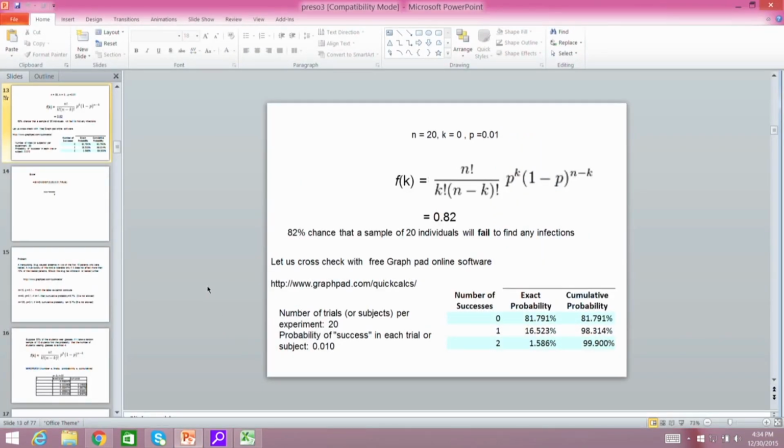A very small sample can make you conclude wrongly. Okay. So, sample size is a very important parameter, and we are going to talk about that in other cases also as we go along. So, with a very small sample size, for example here 20 people with the 1% probability, I may say that 82% of the time there will not be even a single person infected with that disease in the sample of 20. So, you can see that we can show it using this equation, or we can go to that software GraphPad online and then get the same answer.